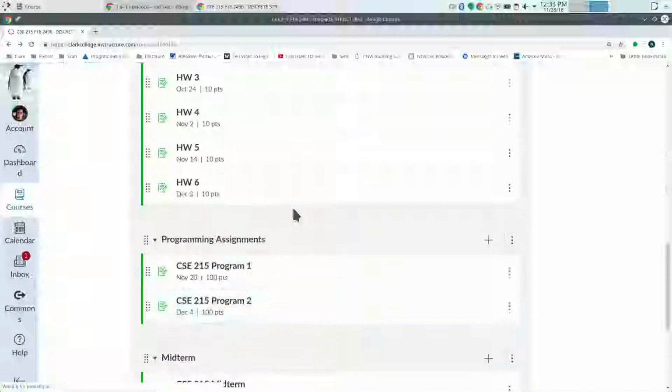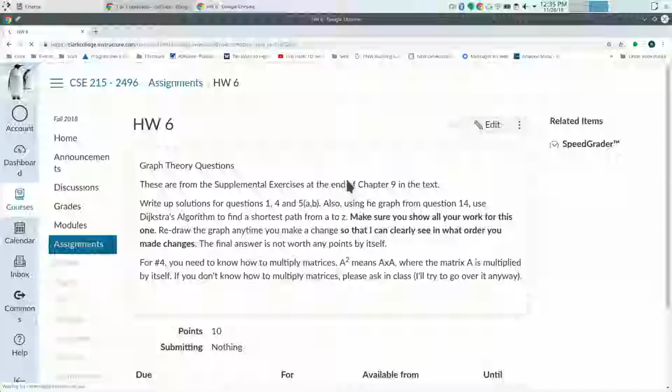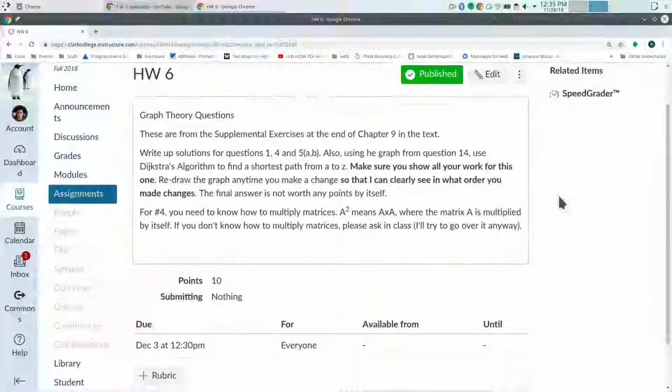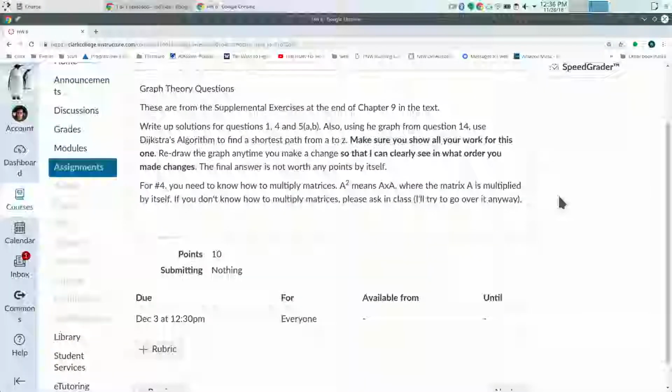The other addition is I've posted a homework related to graphs. I would like you to start working on it before Friday, so that Friday you can ask questions about it. It's due on Monday. These are from the supplemental exercises in the text. Question 1 should be pretty straightforward. Question 5, go ahead and do parts A and B. I don't understand what they're asking for in part C. Maybe you do, but don't worry about part C.